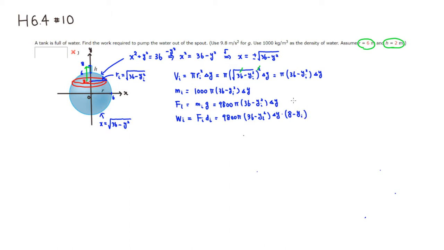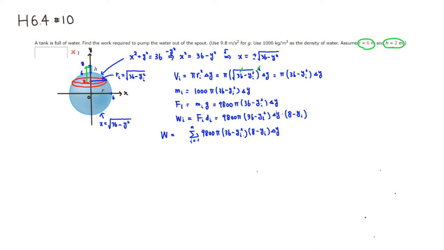Right? So that'll be the work. So if you want to find the total work for the entire tank, all we have to do is sum it up. i goes from 1 to n, and so we just write 9,800 pi times (36 minus yi squared), and multiply by (8 minus yi) delta y.